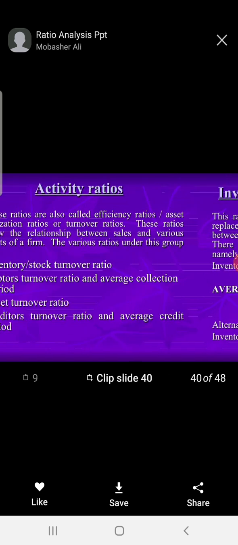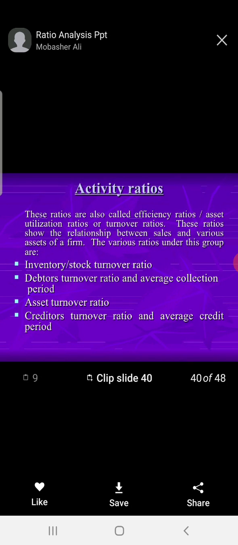This is all about the activity ratio. Just remember the definition. It is assessing the efficiency ratio, utilization ratio or the turnover ratio. This ratio shows the relationship between sales and various assets of the firm. That's it. This is all about the types of ratio you have to consider.